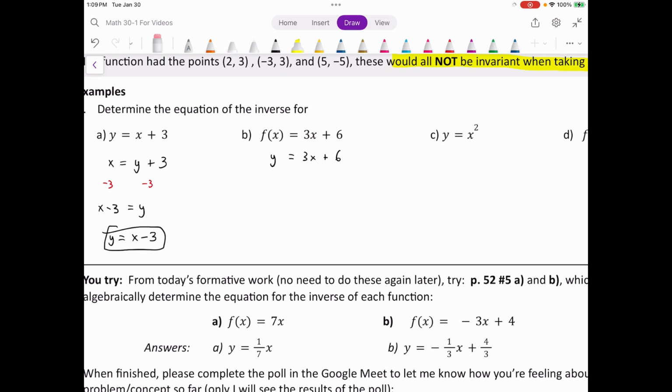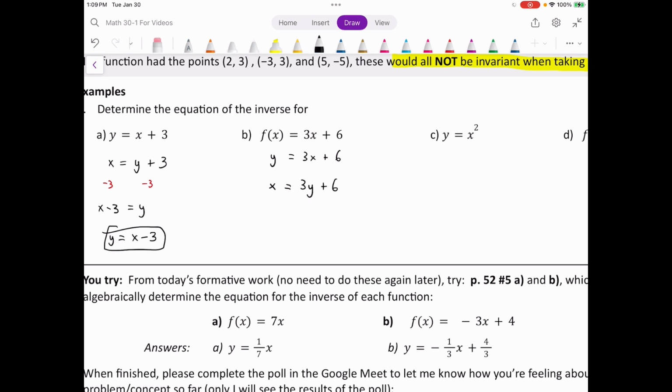Wherever I see the x, I put the y. Wherever I see the y, I put the x. So this means for the inverse, x equals 3y plus 6. And now I just need to isolate y. Okay? So again, manipulation, right?